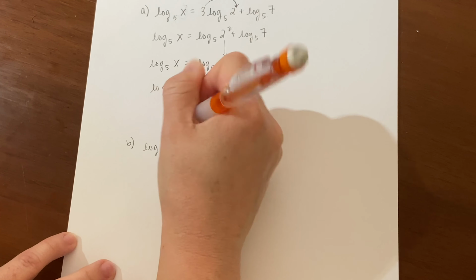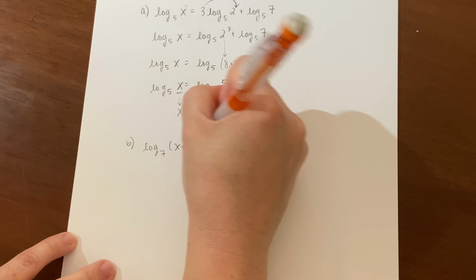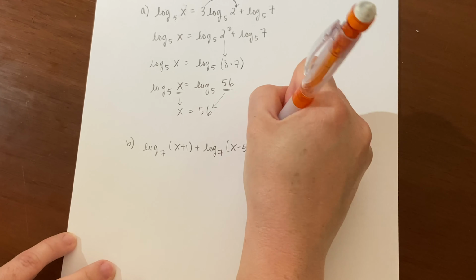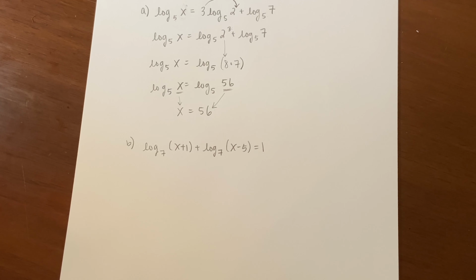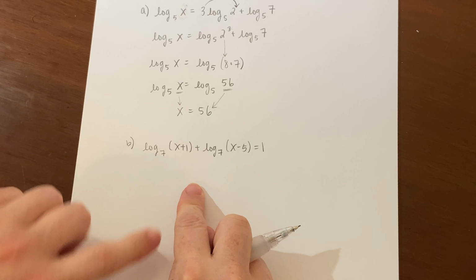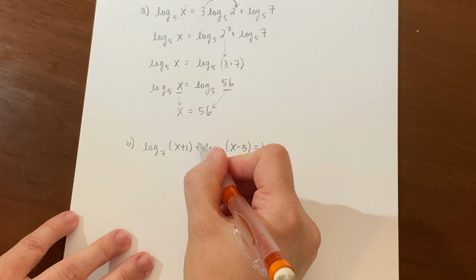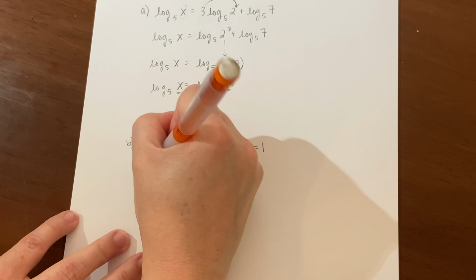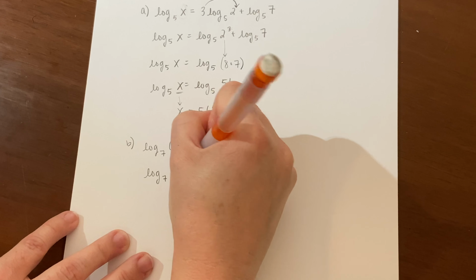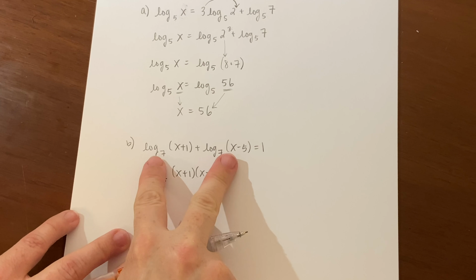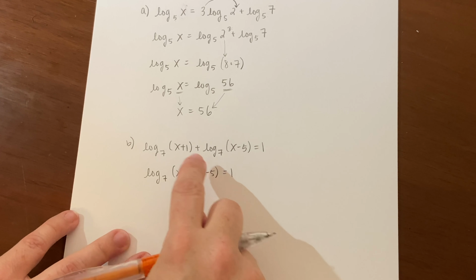Log base 7 of x plus 1 plus log base 7 of x minus 5 equals 1. All right, this one's a little bit different than example A, but I'm going to follow the same idea. I've got 2 logs. I want to condense them into one log. Right now, they're separated by addition. Addition condenses using multiplication. So this becomes log base 7 of x plus 1 times x minus 5 equals 1. So 2 logs condensing into 1 using multiplication.